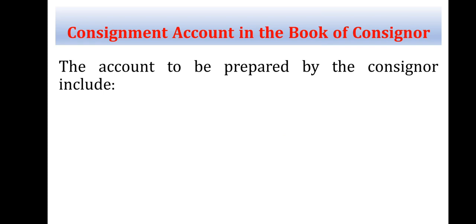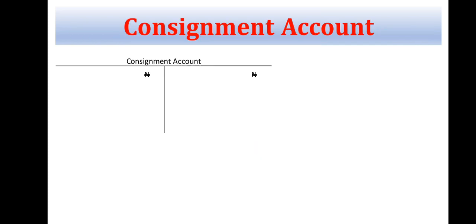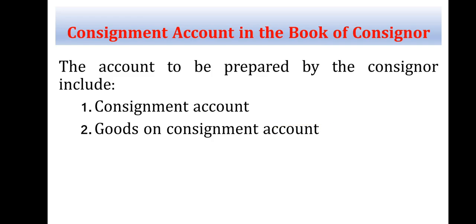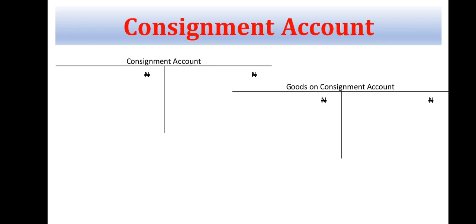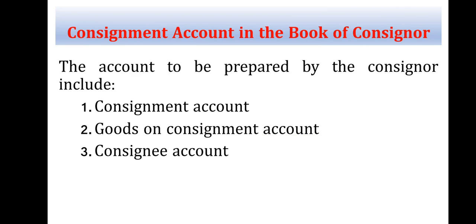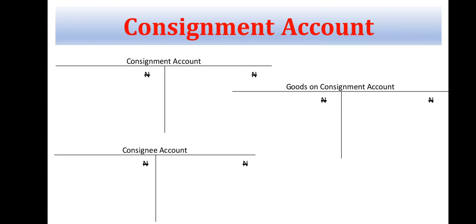In preparation of consignment account, the accounts to be prepared by the consignor include consignment account, which is in this format, just like the T format. The second one is goods on consignment account, so we also have the ledger for that one, while the last one is consignee account. And a cash account or bank account can be added when necessary. But these are the three major accounts required from a consignor. We are taking them one after the other: consignment account, goods on consignment account, and consignee account.